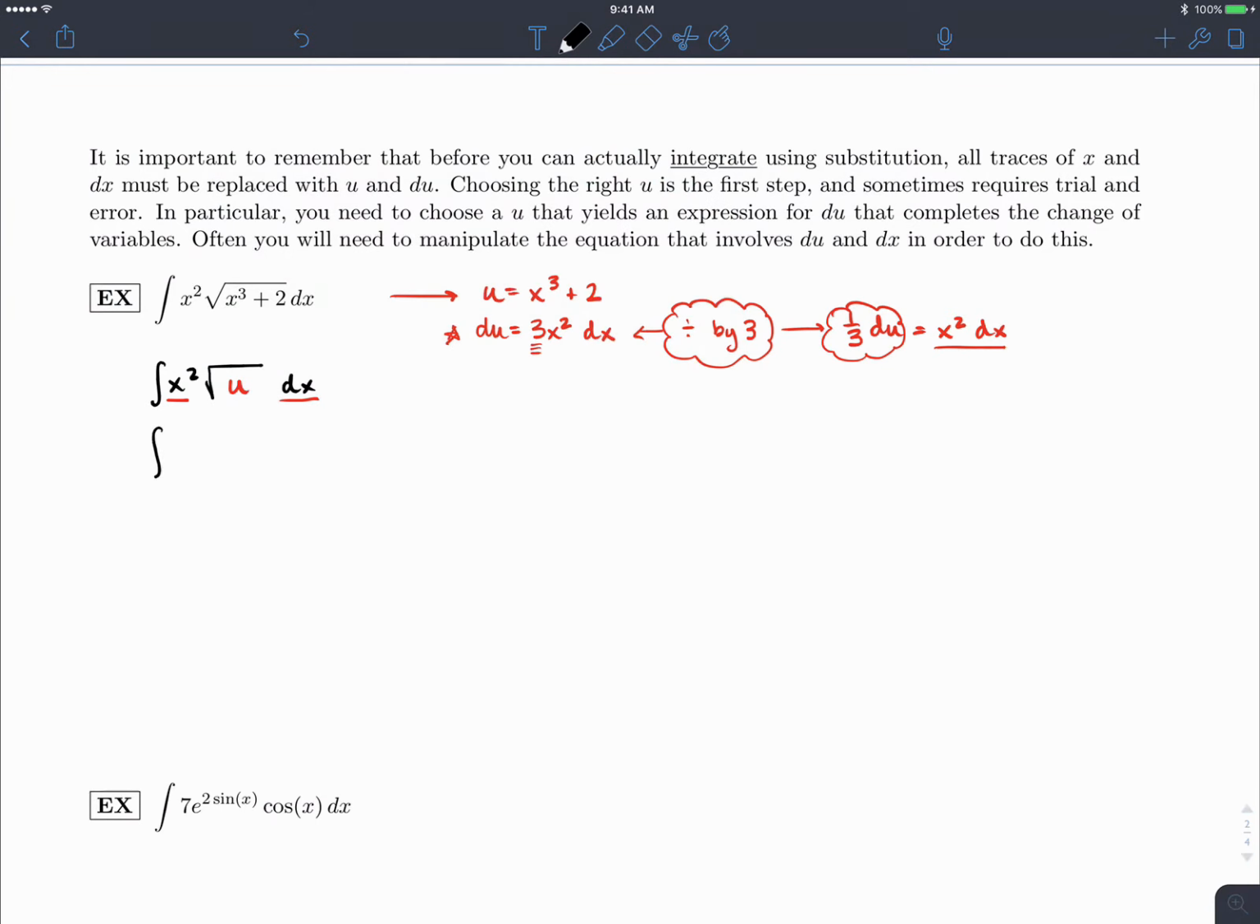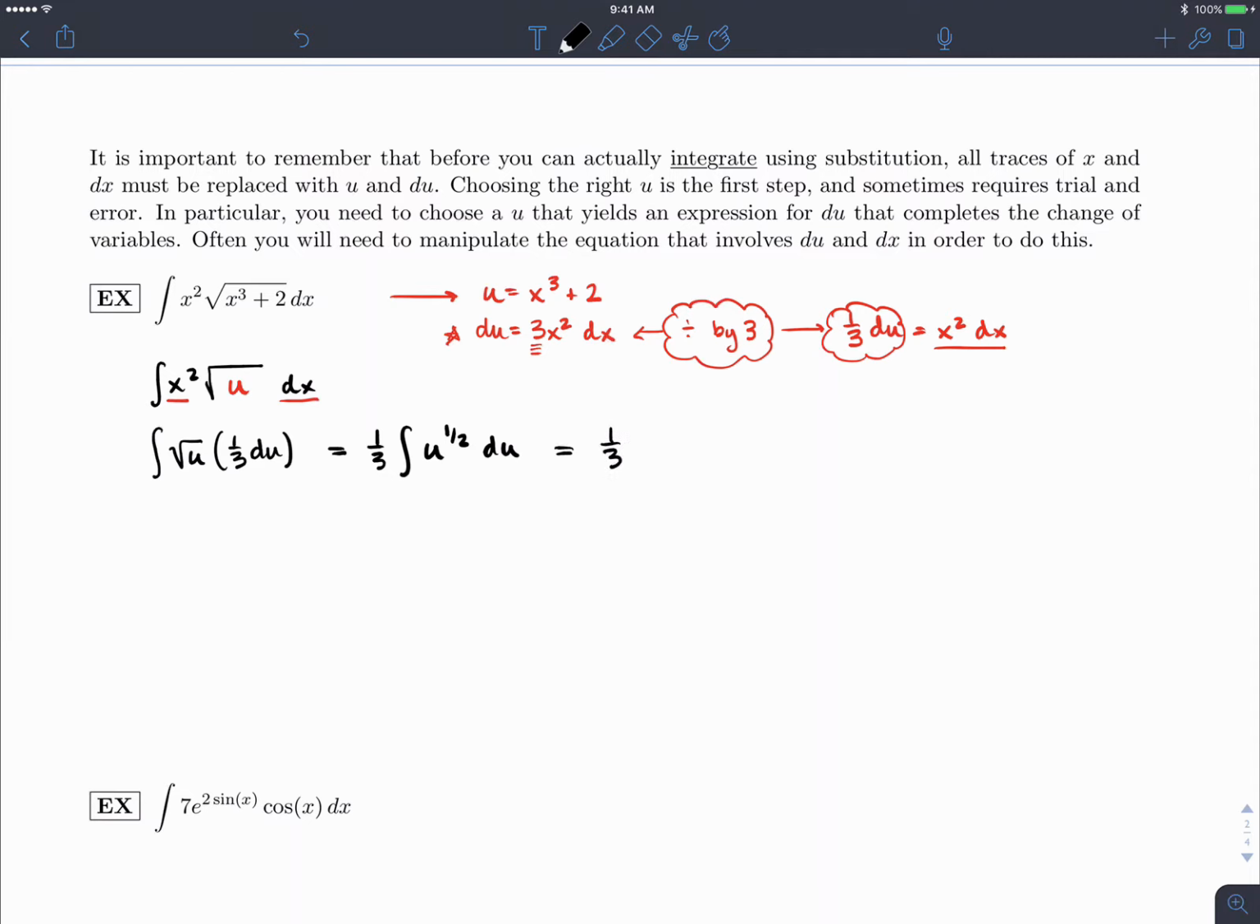So now we come back down here and we've got the square root of u times 1/3 du. And now, there we go. All x's are gone, just u's and du's, and that's exactly where we want to be. I'm going to clean this up a little bit by taking that 1/3, that constant multiple, and pulling it out front. And then I'm going to rewrite that square root of u as something more easily integrable as u to the power of 1/2 du.